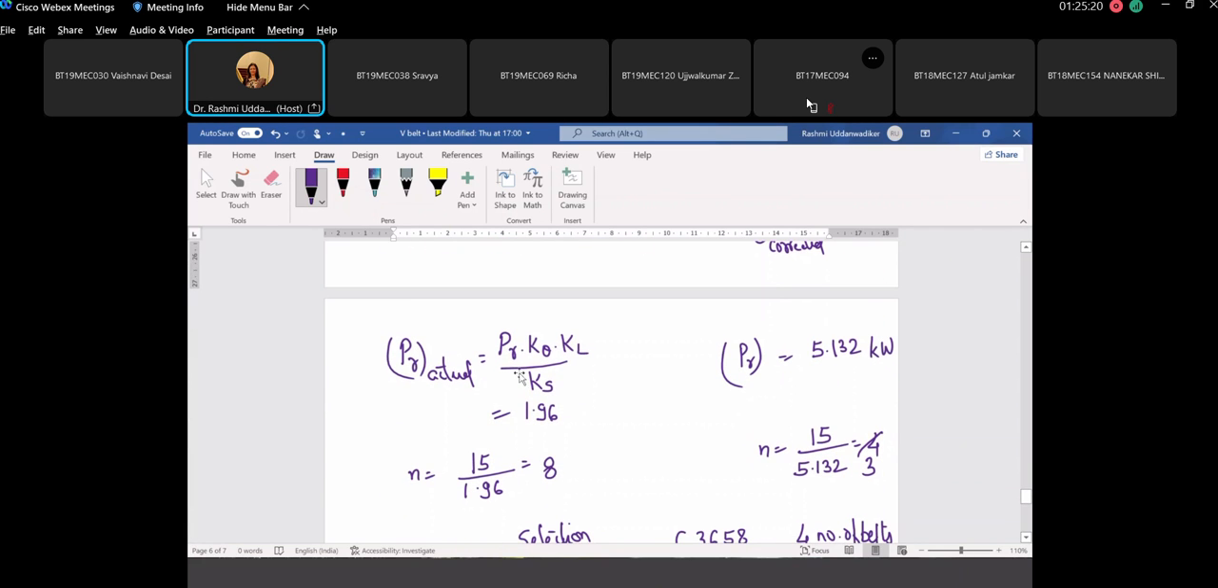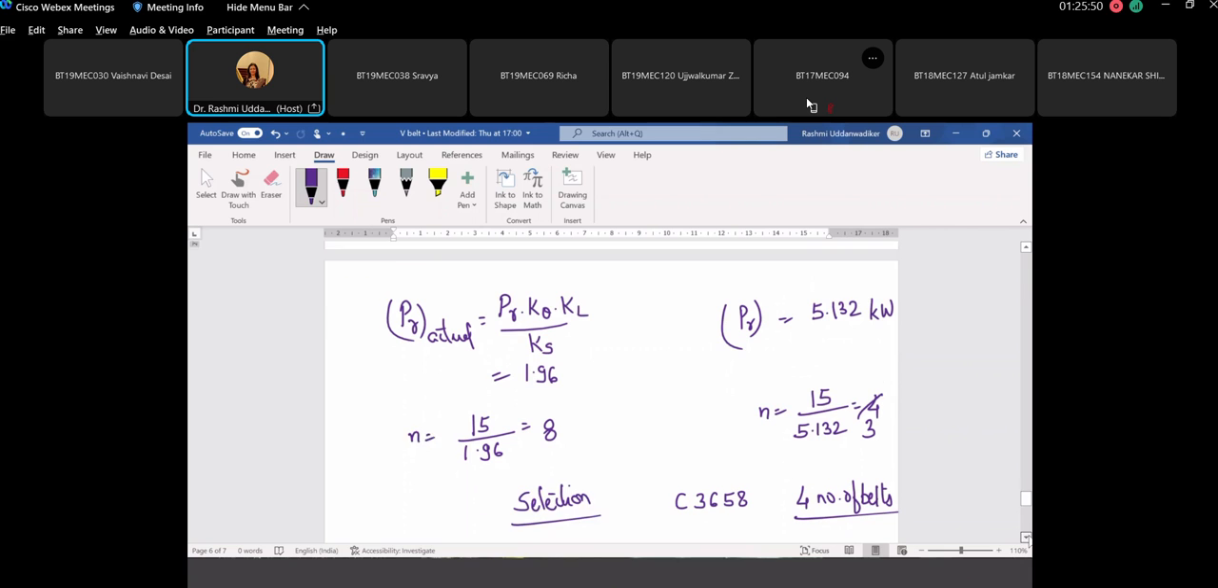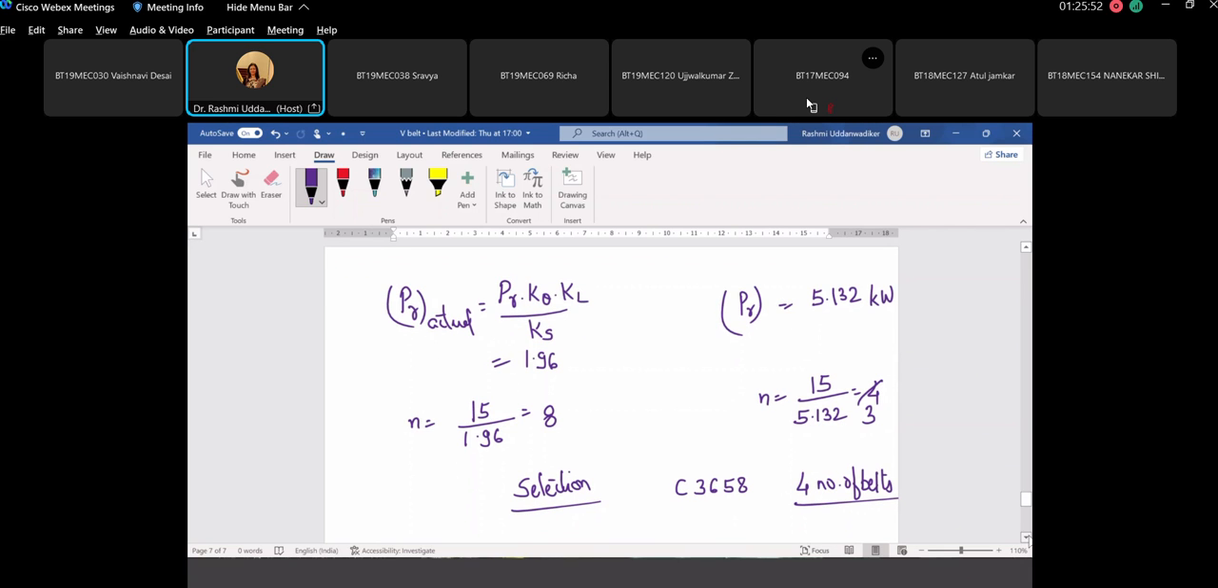And then the actual power is the power from the equivalent smaller pulley diameter multiplied by K theta multiplied by KL upon KS. So for B cross section, each belt is transmitting 1.96 kilowatt power, and for C cross section it is transmitting 5.13 kilowatt power. And so we find out the number of belts required to transmit a total of 15 kilowatt power, which comes out to be 8 here and 3 here. The more the number of belts, wider would be the pulley, heavier would be the pulley, and so it's better to select C cross section.